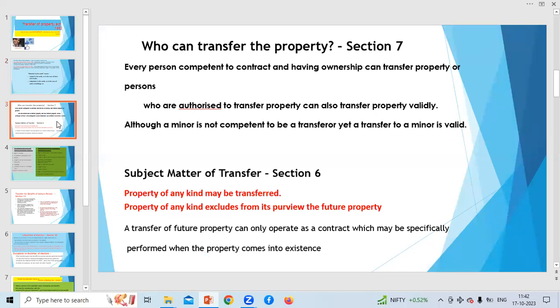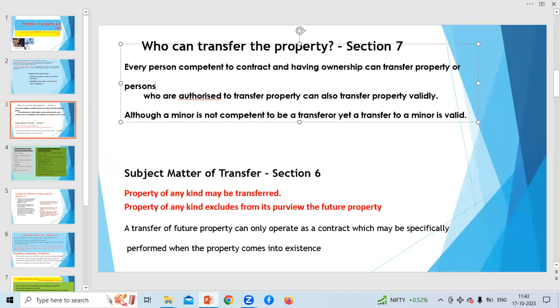And who can transfer the property? Section 7 is important. Every person who is competent to contract and having ownership can transfer property, or persons who are authorized to transfer property can transfer property validly. Although a minor is not competent to be a transferor, yet a transfer to a minor is valid.